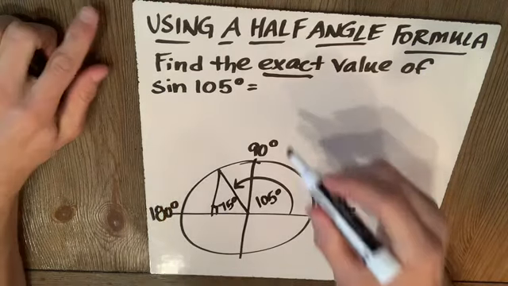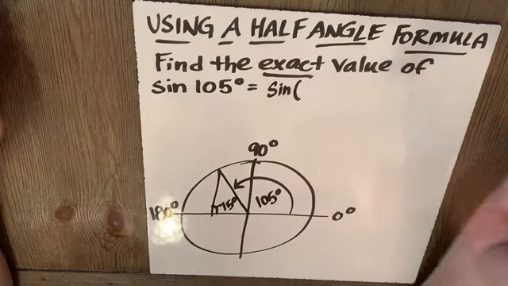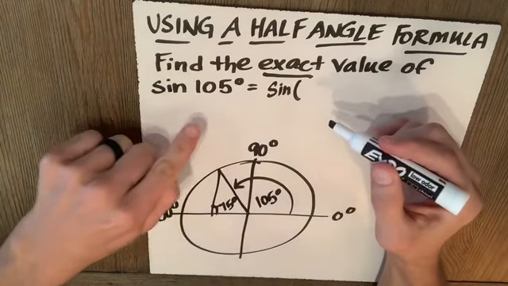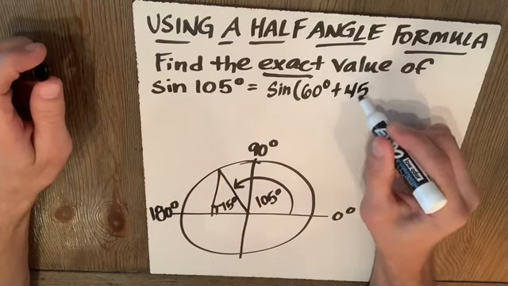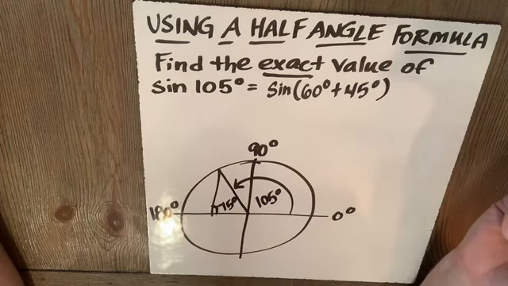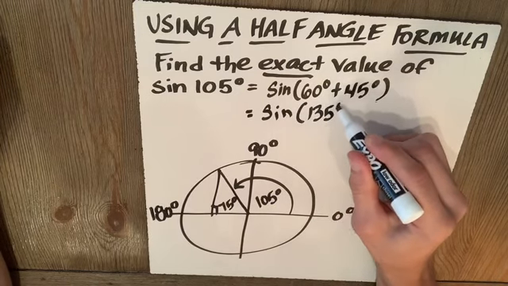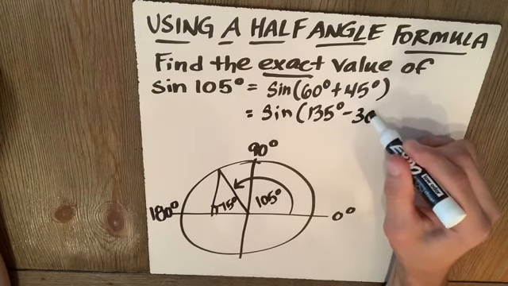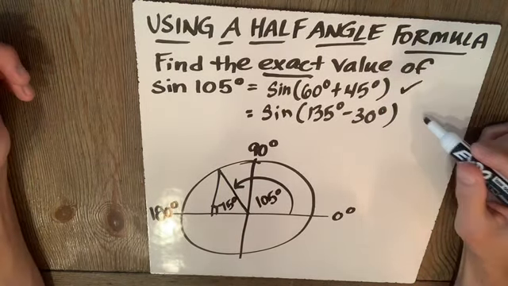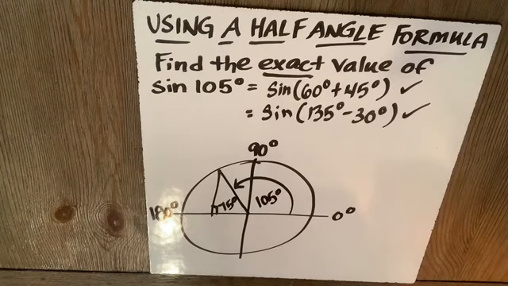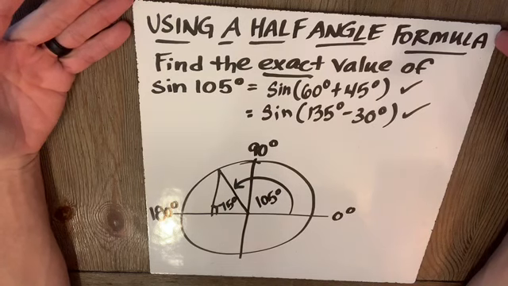In the past, we said we could write this as sine of, well, let's see, how could I split this up into 60 degrees plus 45? I know those reference angles, right? Or I could say this is sine of 135, reference angle of 45, minus 30 degrees, reference angle of 30. So that's what we did in the past. We said either use a sum formula or a difference formula. Now, look at the power we have with half angle formula. It gives us yet another option.